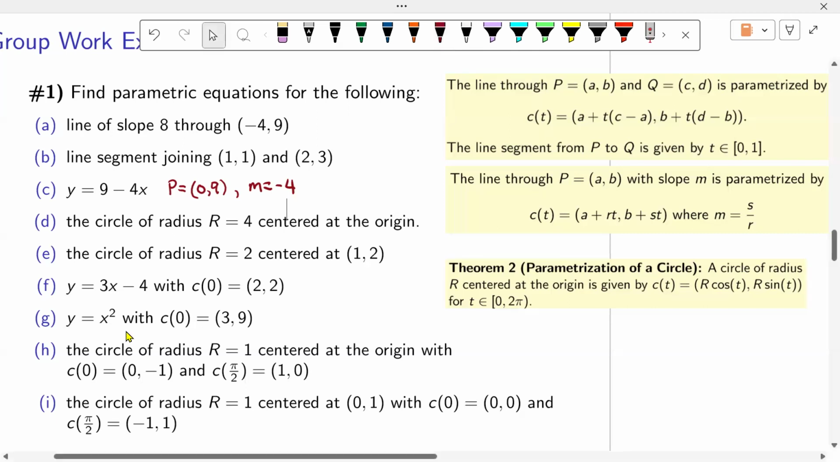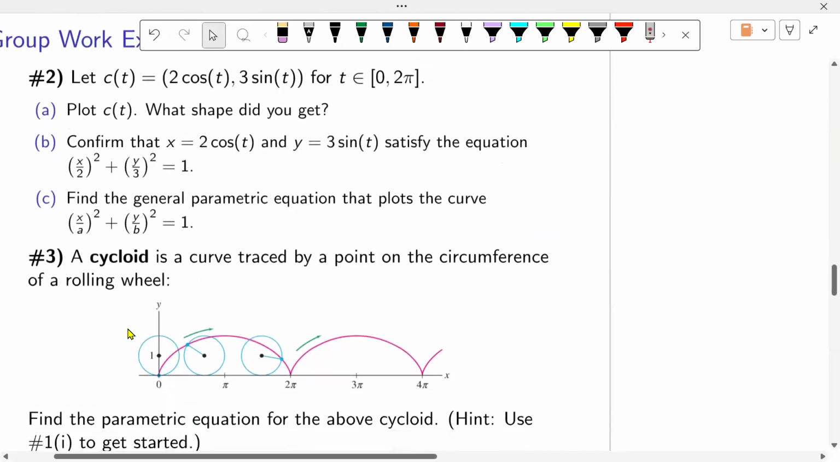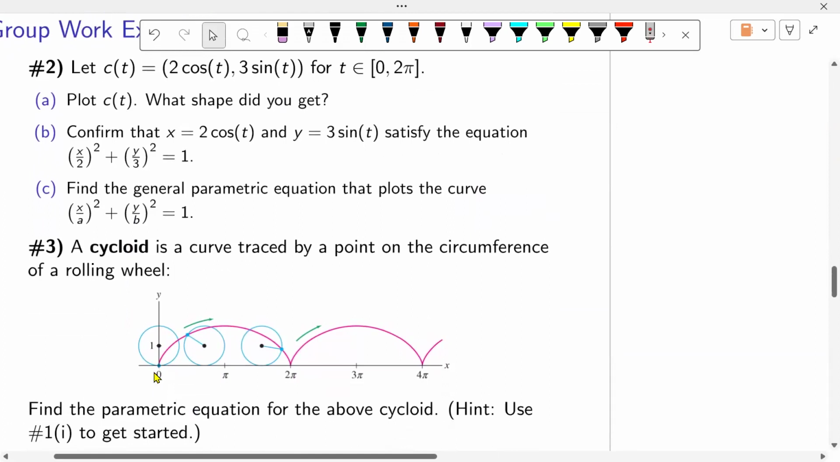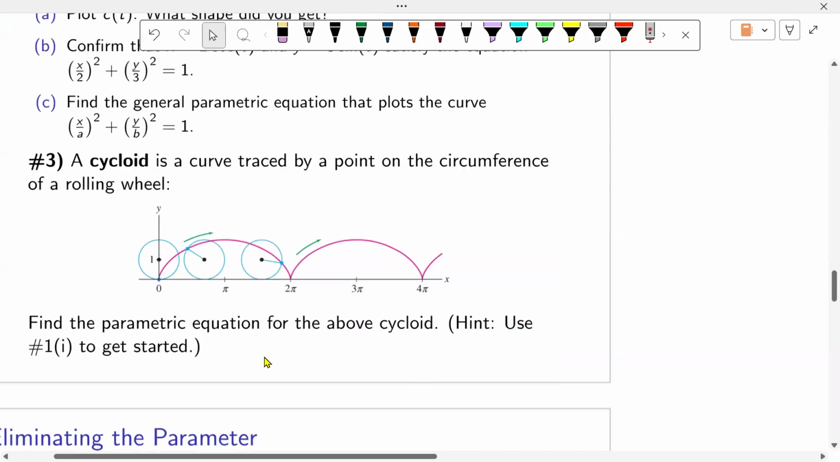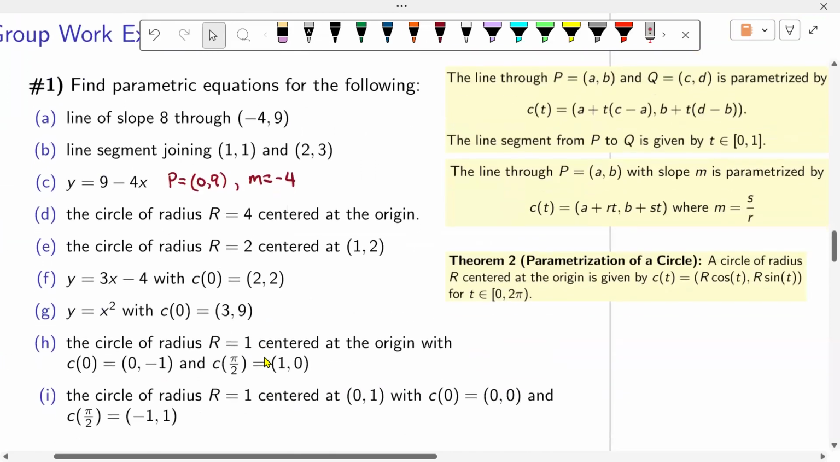And if you get through all of these, just know that you can keep going. I just can't show them all on the screen. But there is number 2 and number 3, which is like, I want you to figure out how to parameterize that purple line, which is what you get if you're a bug stuck on a wheel that's rotating. You're keeping track where the bug is. Right. That's pretty fun. I like that. I like that problem.